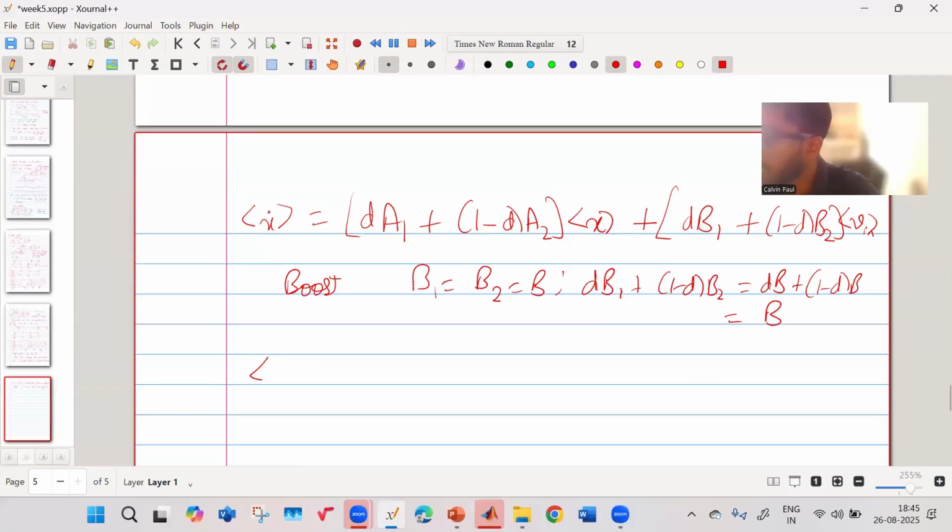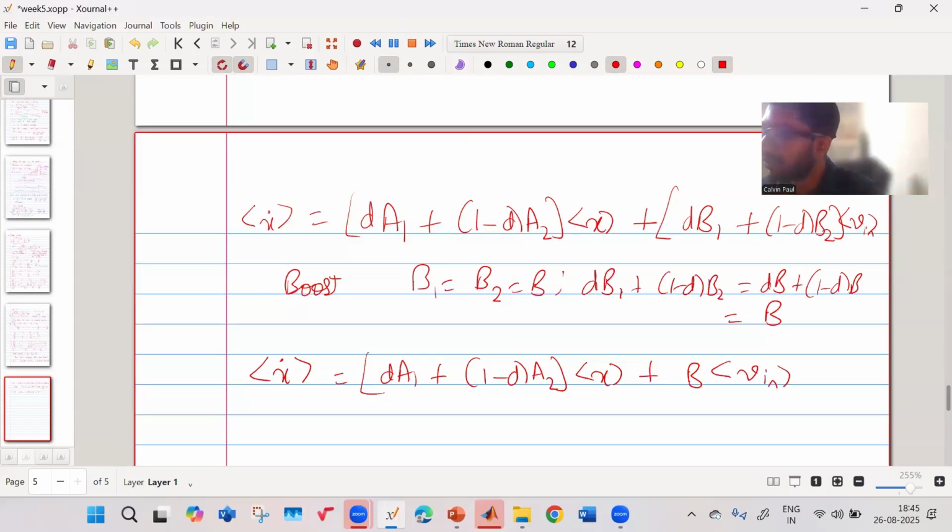So our x dot averaged is actually d into a1 plus 1 minus d into a2, into average of x, plus b into average of v. Okay, this we have got.